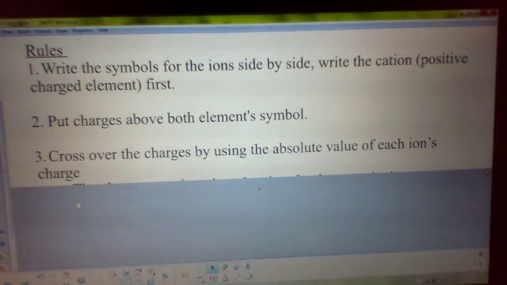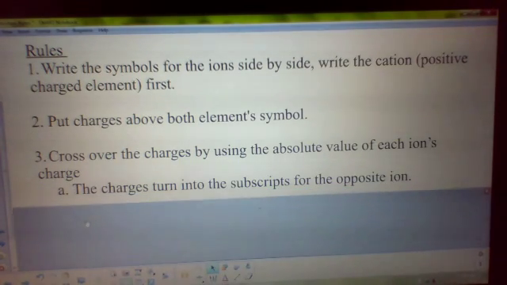Number 3. We take the charges and cross them over using absolute value. I think it's in Algebra 1 or Algebra 2 that absolute value is only going to be positive. You can't have a negative number when we do this. So you take the two charges and you cross them. The charges, the 2 plus and the 1 minus, become subscripts, which means they become small numbers below. I'll let you finish this and we can go look at their example.